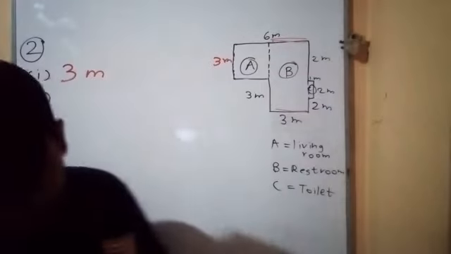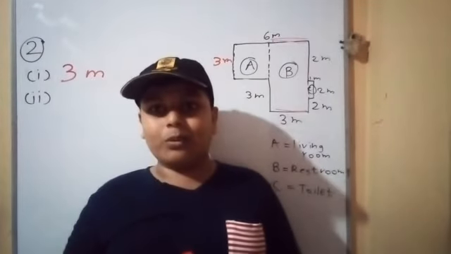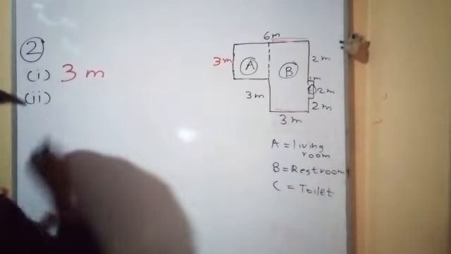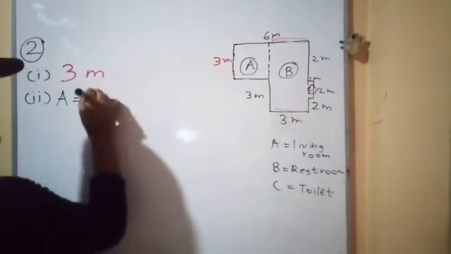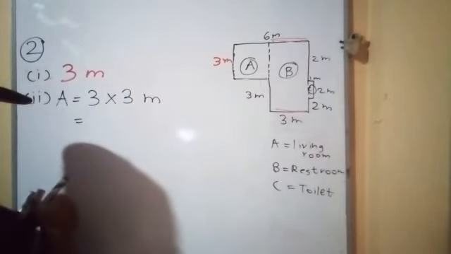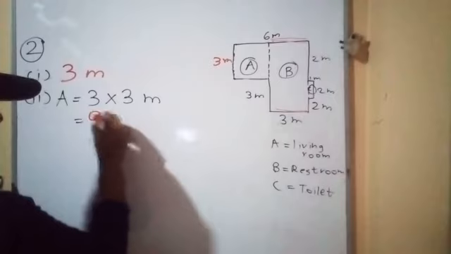So what is the second one? Find the area of the living room. What is the area of the living room? Length multiplied by breadth. Now area is 3 multiplied by 3 meters. Now what is the answer? 9 square meters.